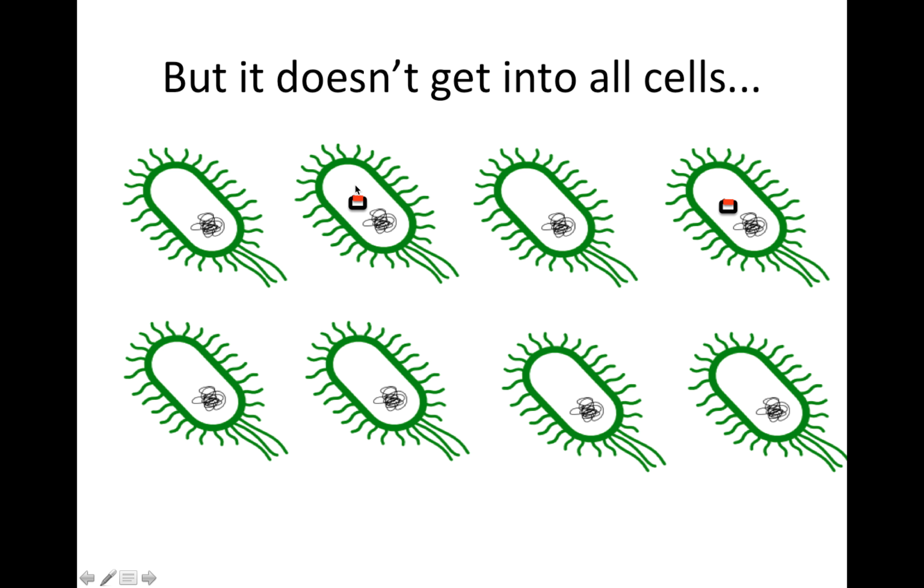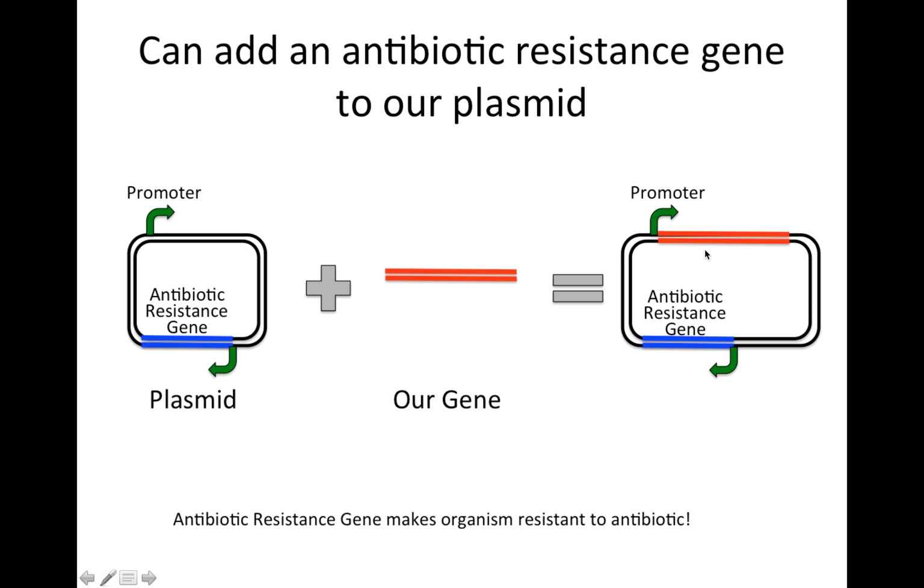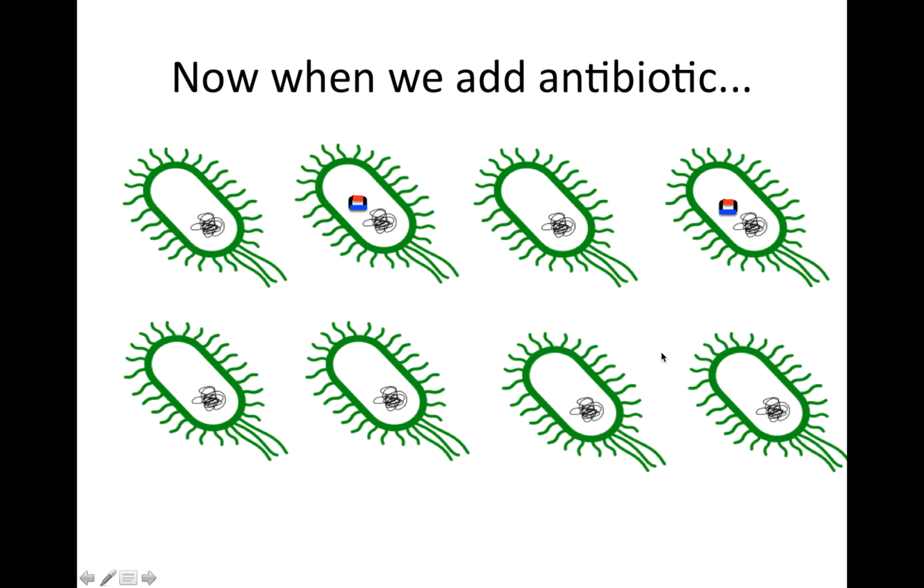So then what we need to do is find some way to select the ones that have our plasmid. And to do that, we're going to use a somewhat more complex plasmid, a plasmid that comes with an antibiotic resistance gene. So this is a gene that encodes a protein that makes a cell resistant to an antibiotic. Okay, so now we can do the same thing. We start with this plasmid that ships to us, and then we add our gene in, and now we have a plasmid with 2 genes, 2 promoters, expressing our gene of interest and our antibiotic resistance gene.